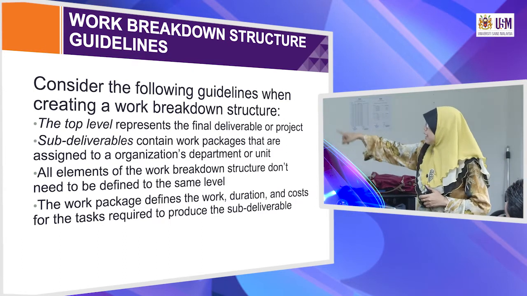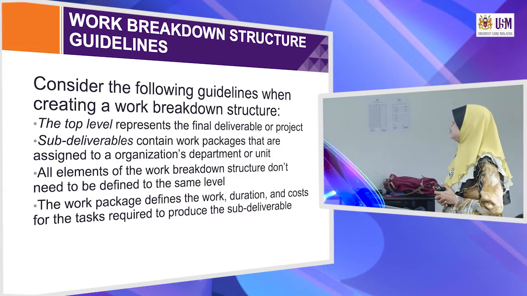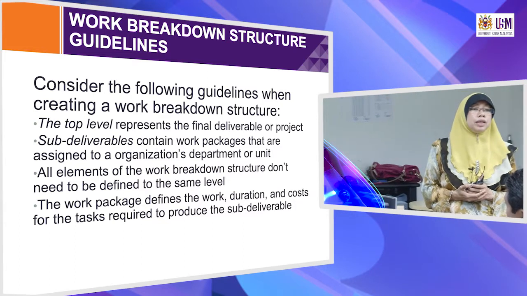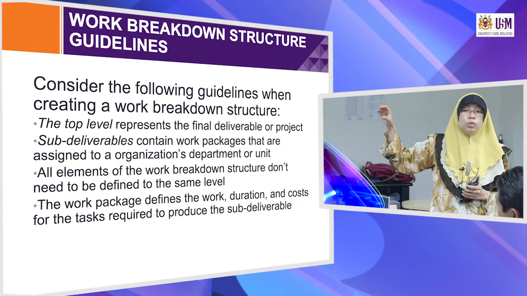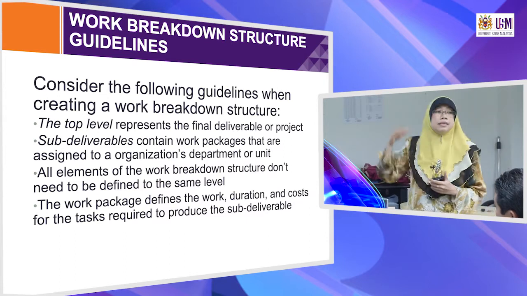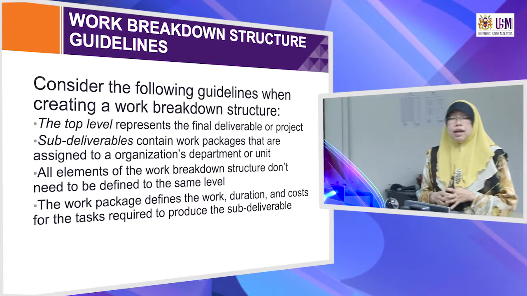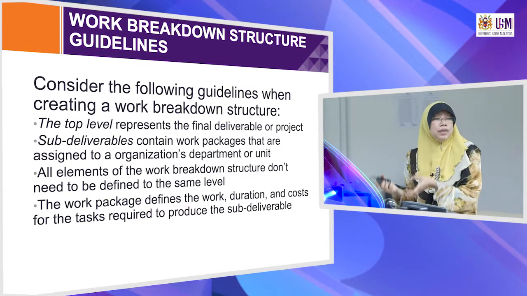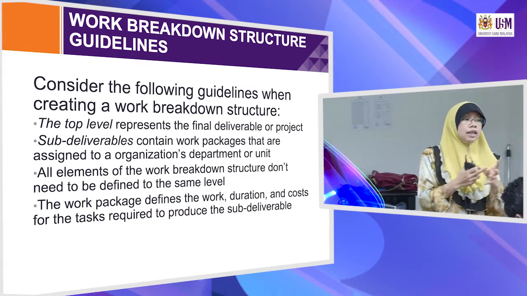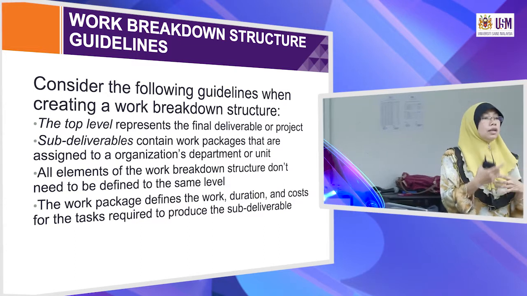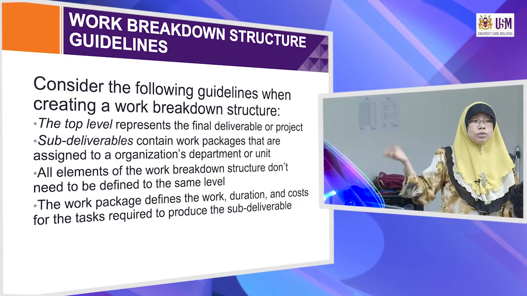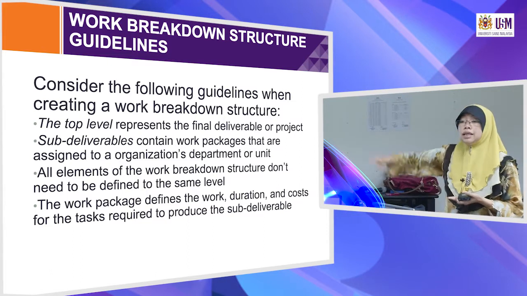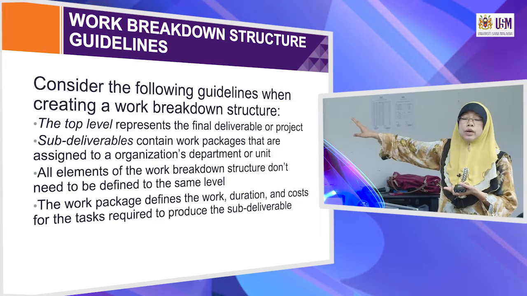Then, all elements of the work breakdown structure don't need to be defined to the same level. So you must know which should be level 2. What is the most important thing? Sometimes you must remember that the most important thing must not be finished earlier; it can be finished later, while something else we need to finish earlier. For example, in your seminar, Hanim will have to do the letters, sending the letters to keynote speakers and other people. So it must be finished earlier, so it might be in level 2 because you want to finish it earlier.